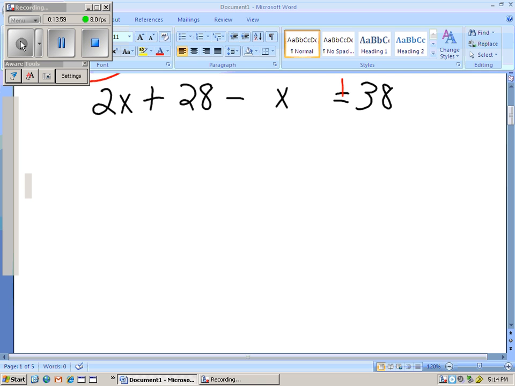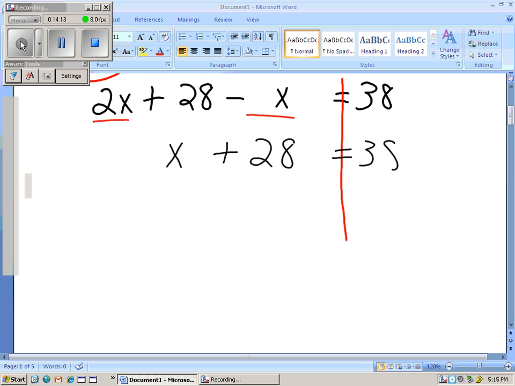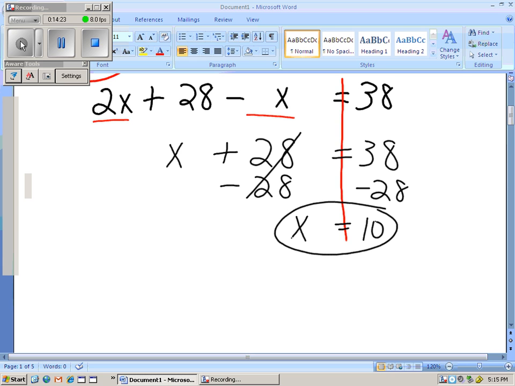All right, from here on in, it's pretty straightforward. Here's your fence. I have x's that I can put together. 2x take away 1x is 1x, which I'm just going to write as x. I still have a plus 28 here. Don't forget about him. Equals 38, and I only have one number to get rid of to get the x alone, so I minus 28 from both sides. 28's go away, and x winds up being 10.